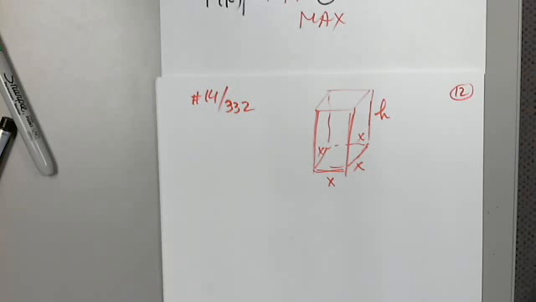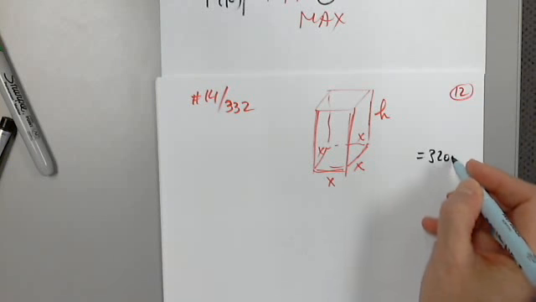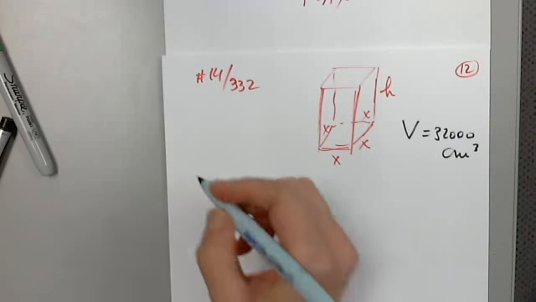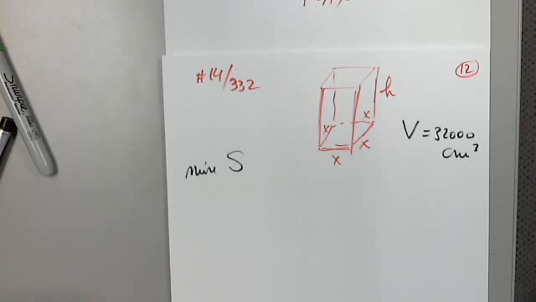They are telling us something that is 32,000 cubic centimeters. Obviously, we're told this is definitely a volume. I was hoping you would tell me, but it says it. Find the dimensions of the box, which means find x and h, such that that will minimize the amount of material used. So now the question is asking us to find minimum surface area.